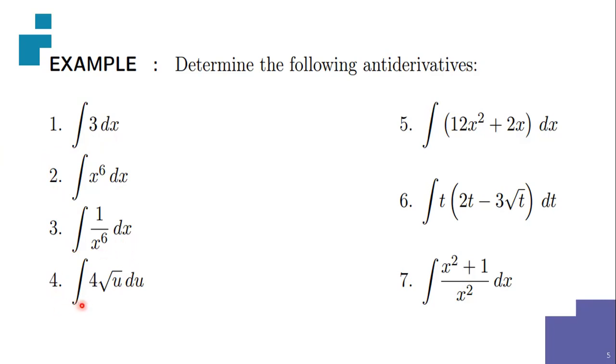And for number 4, we have the integration of 4 times the square root of u du. For number 5, we have the integration of the quantity 12x squared plus 2x dx. For number 6, the integration of t times the quantity 2t minus 3 square root of t dt. And for number 7, the integration of x squared plus 1 all over x squared dx. Let's proceed with our solution.